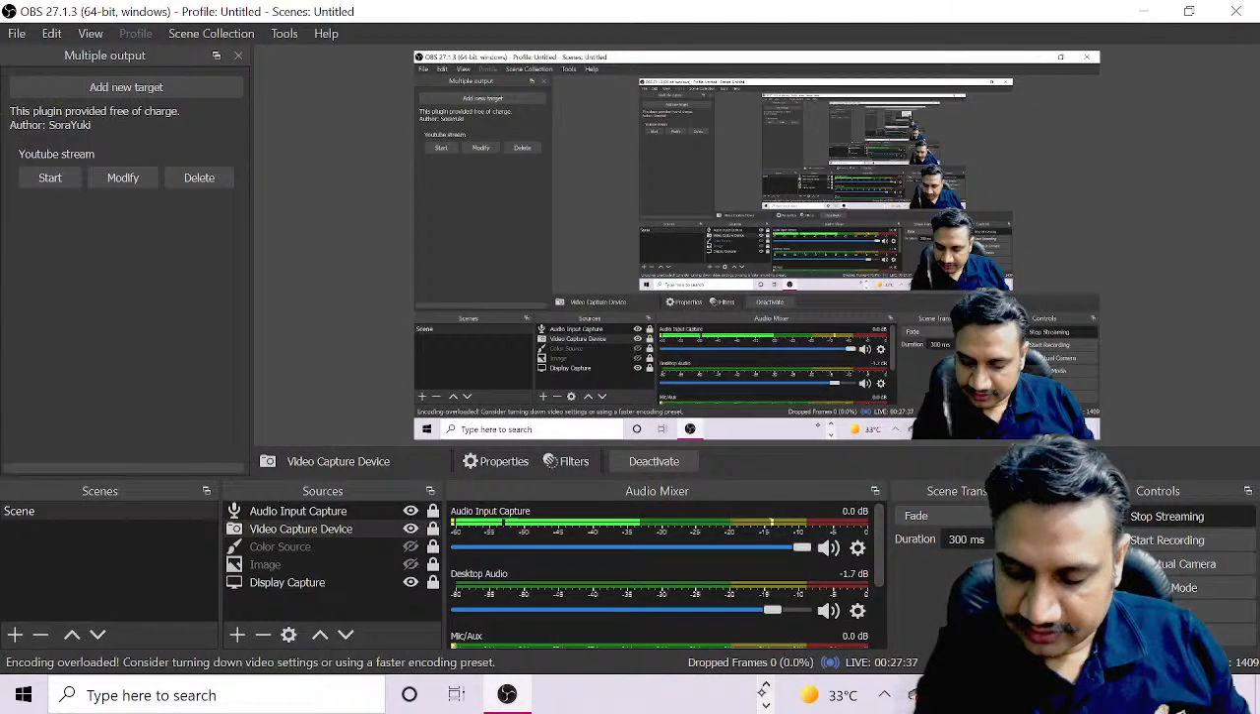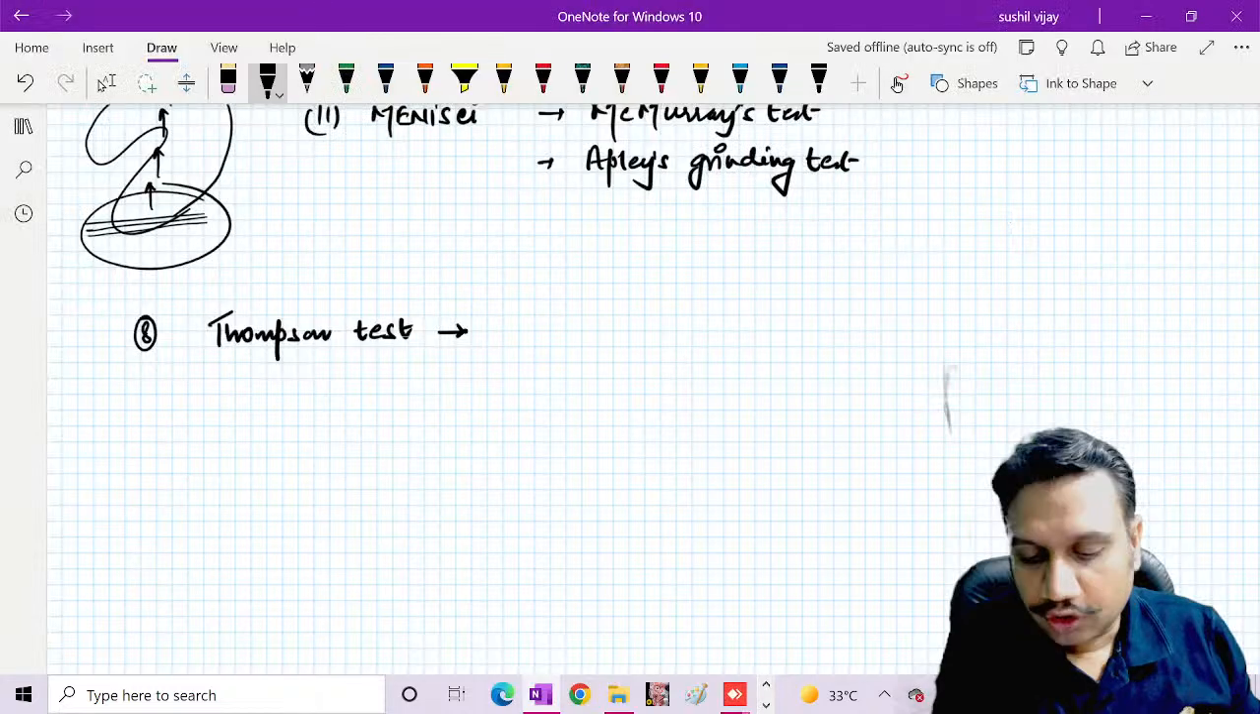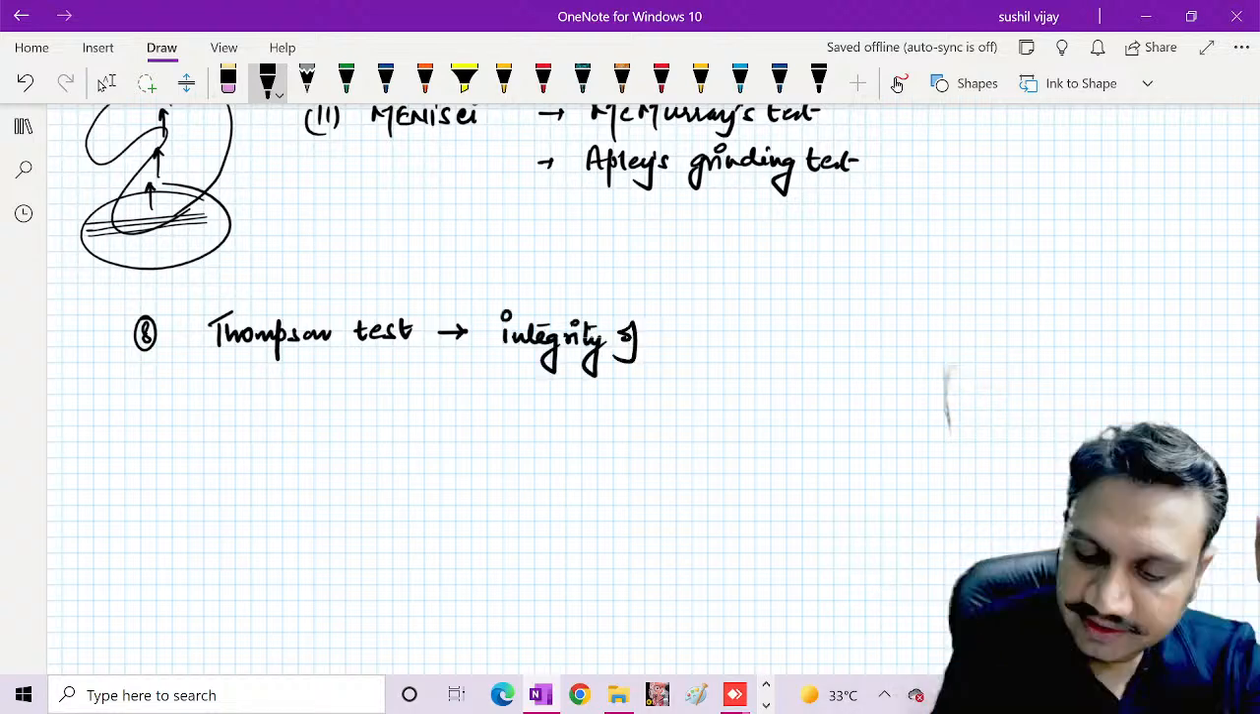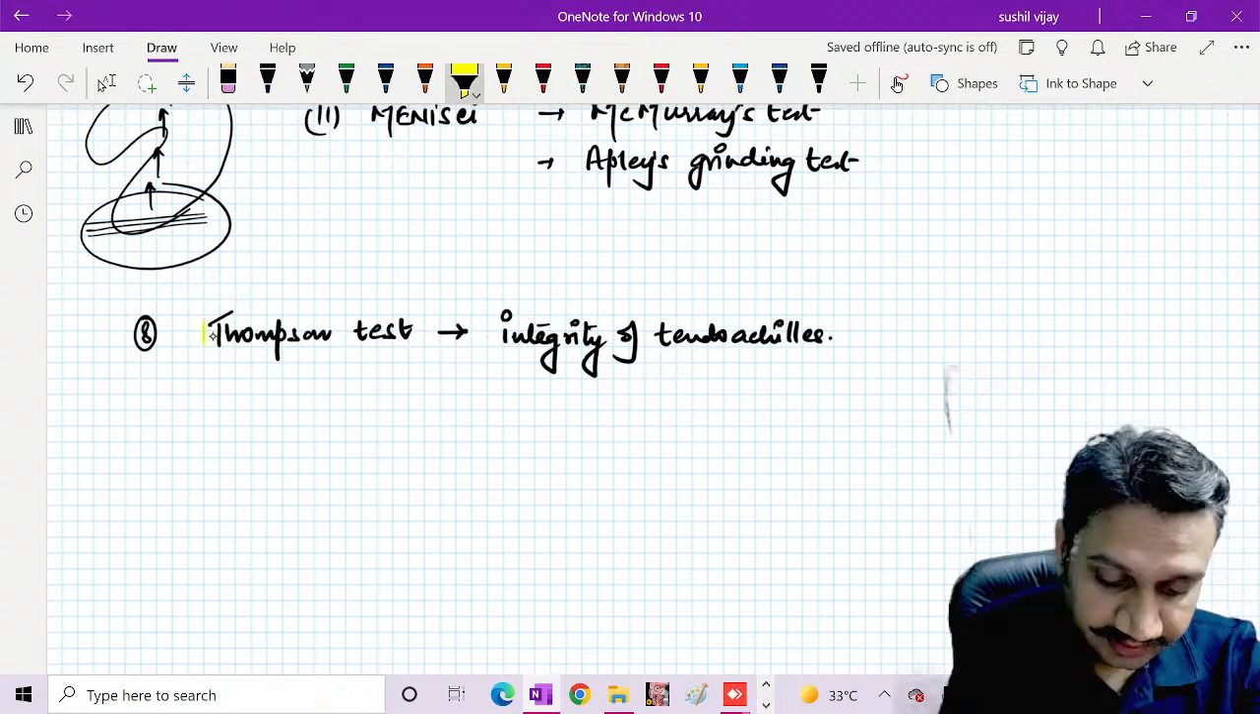Lachman, drawer, McMurray's, Appley's grinding for the knee. Then, one important test in the lower limb can be the test for the tendo Achilles, and that is known as the Thompson test. So what exactly is the Thompson test? Thompson test is basically done for checking the integrity of the tendo Achilles.